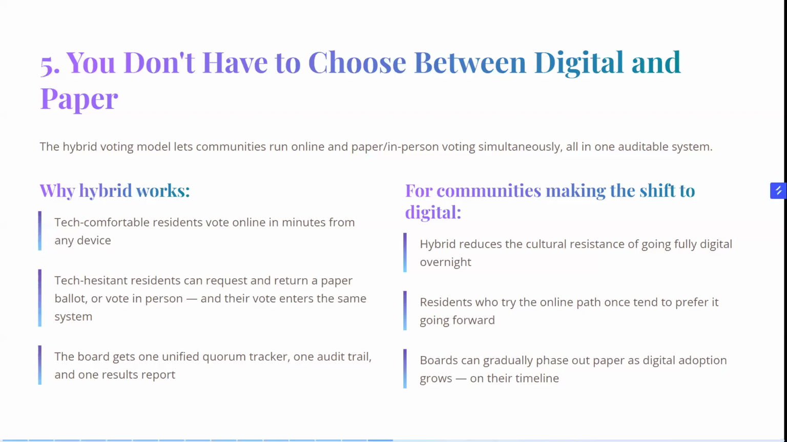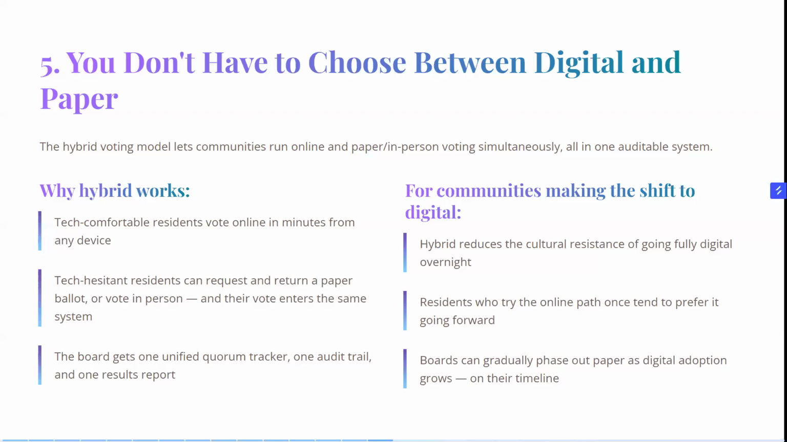For residents comfortable with technology, they get their link by email or text, they vote in seconds from their couch, and get confirmation of their vote immediately. For residents uncomfortable with technology, they get a paper ballot by mail, fill it out, send it back, and then that vote is entered into the digital system so both are tracked in the same place. The board sees one unified quorum tracker, one results report, with no reconciliation headaches and no separate process to manage.